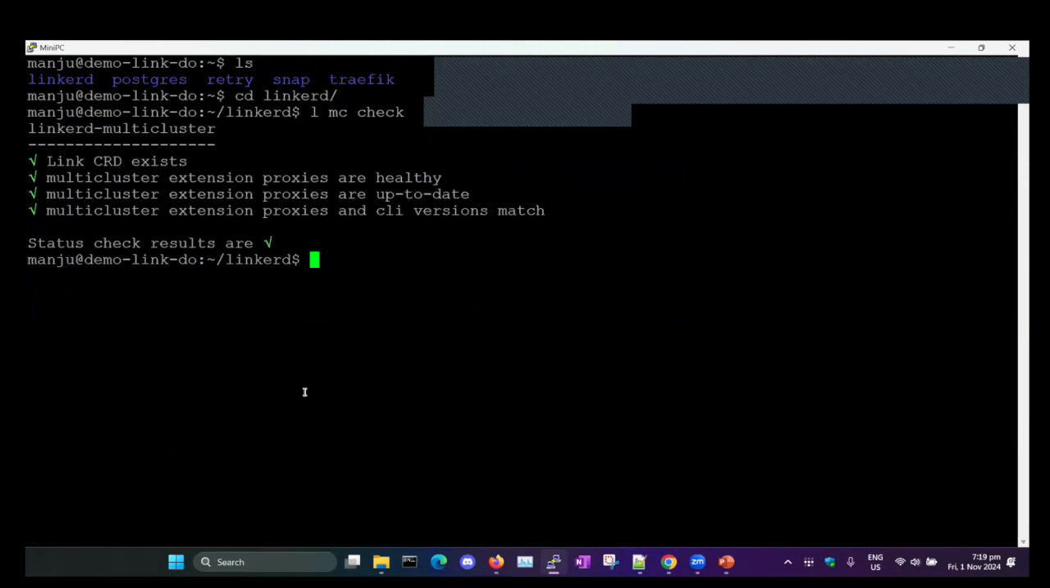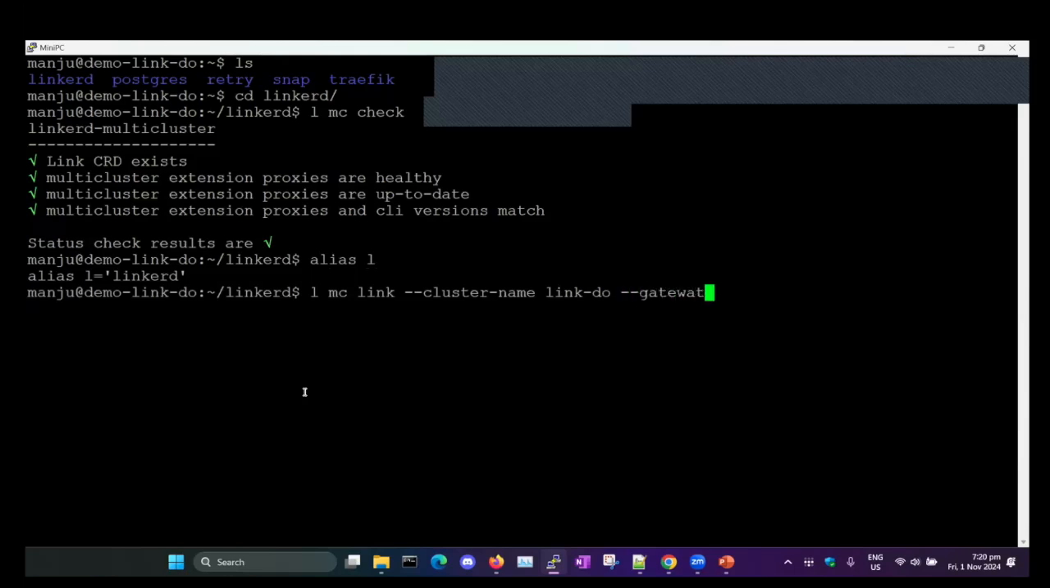5 minutes, huh? Okay. So what I'm going to do is, L stands for Linkerd. I'm just typing it, there's an alias there. So Linkerd, this is called multi-cluster, MC. I'm creating a link to this cluster. This is my DigitalOcean. I'm creating a link there. I just have to give the cluster name DO. I think it's 2. Yeah.